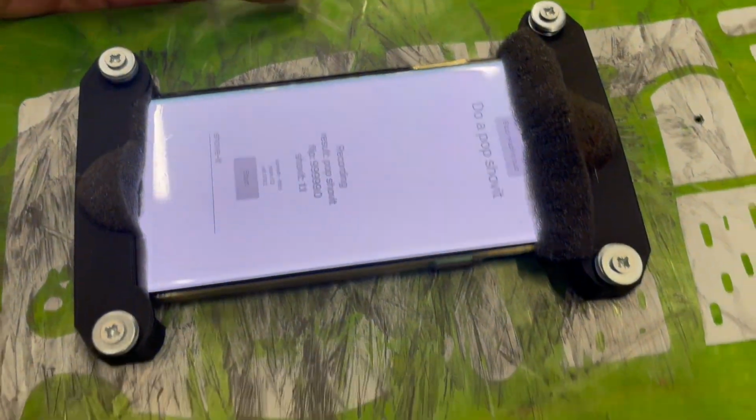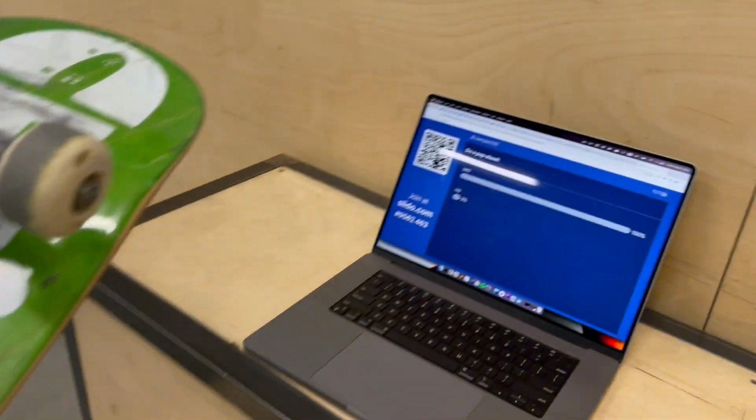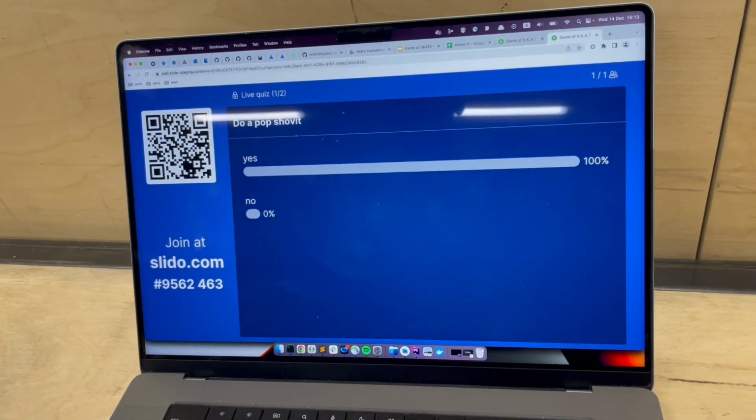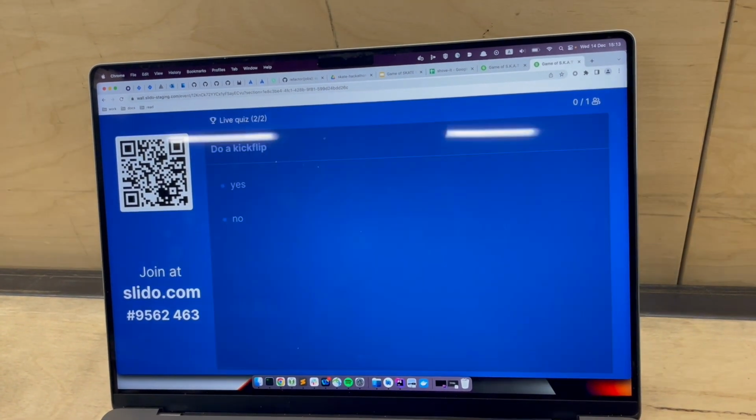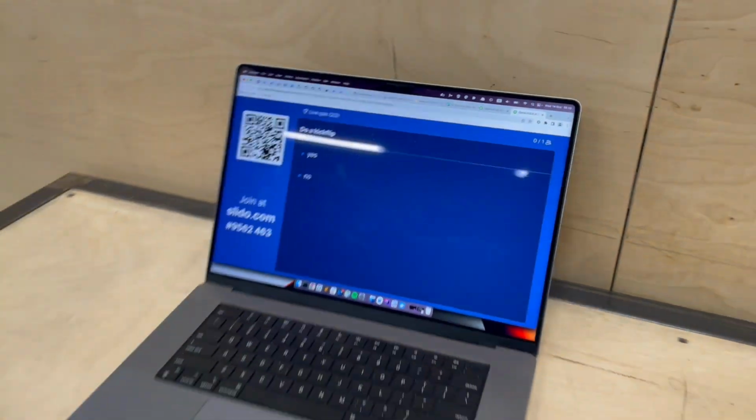Okay, the shove-it was recognized. You can see the value. Okay, so let's do one more. The kickflip.